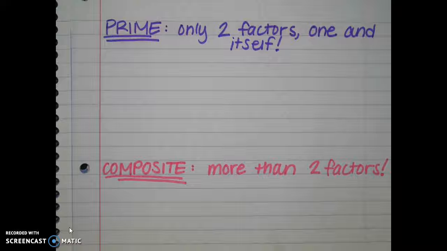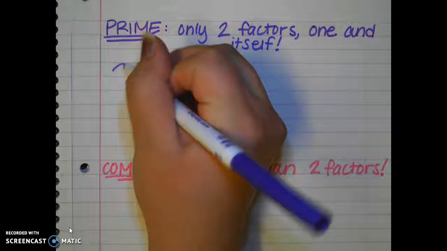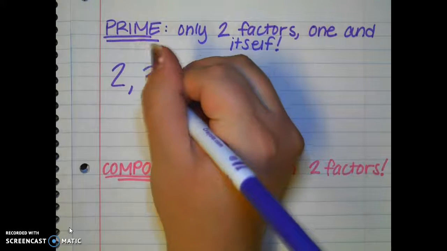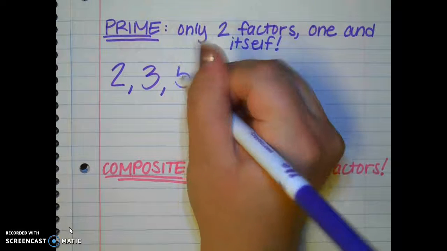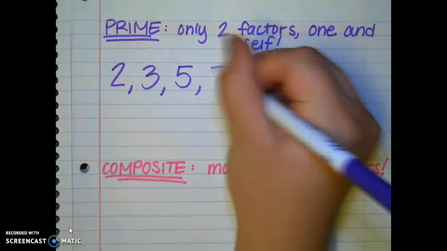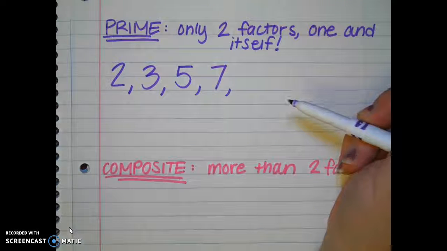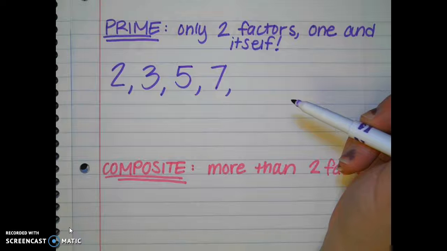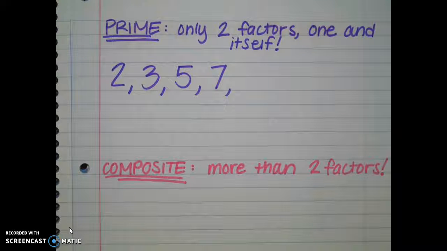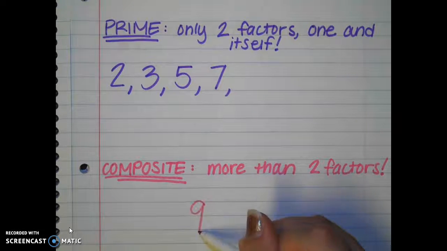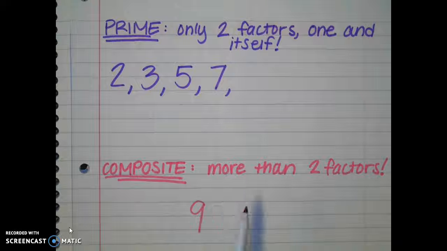So a common list of prime numbers: 2, 3, 5, 7. Some people want to put 9 next. 9 is not prime though. 9 is a composite. It means that 9 has more than two factors, because you can multiply 1 times 9 to get 9, 3 times 3 to get 9.